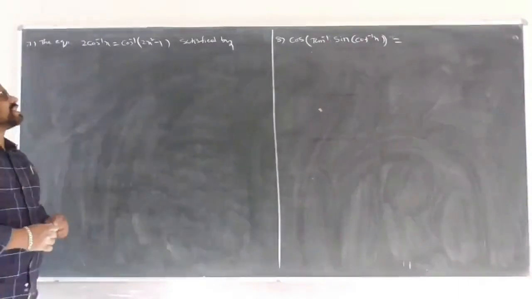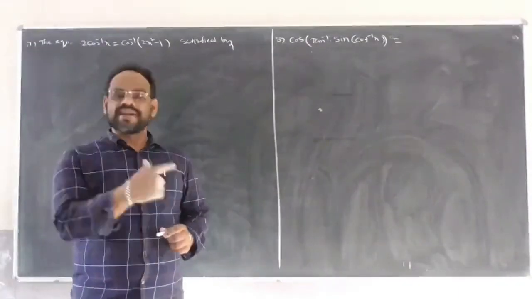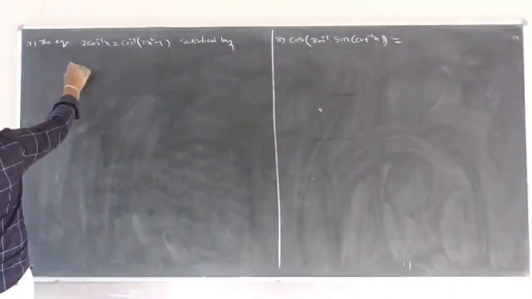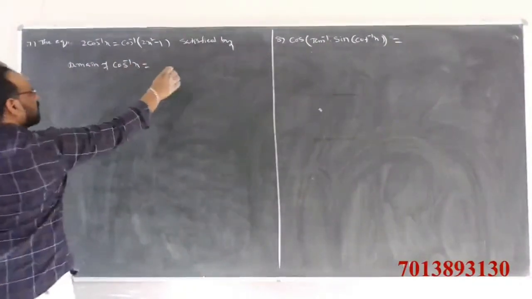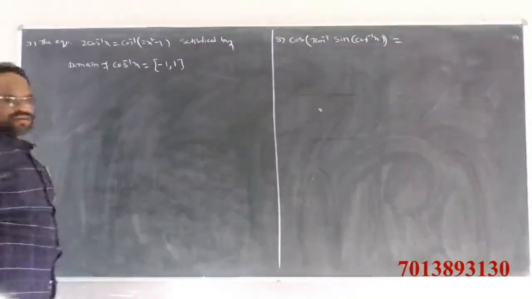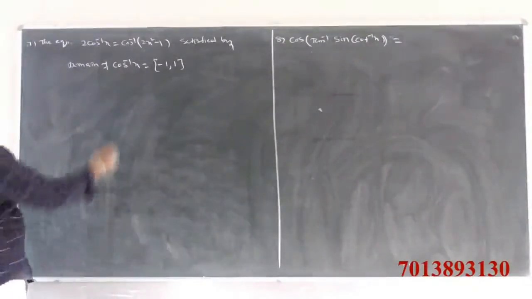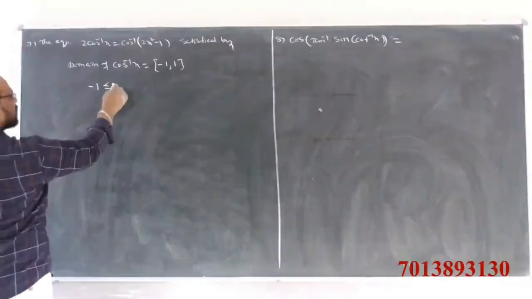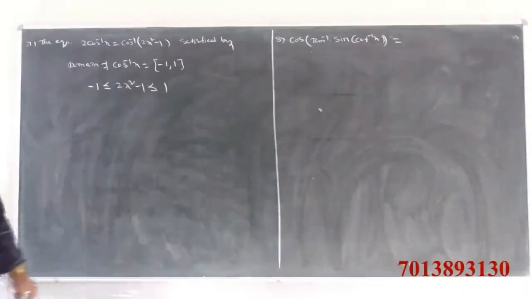Cos inverse x is equal to cos inverse of 2x square minus 1, satisfied by. That means we want the domain of this function. Already we know that the domain of cos inverse x is clearly minus 1 to plus 1. So the 2x square minus 1 value clearly lies between minus 1, less than or equal to 2x square minus 1, less than or equal to 1.